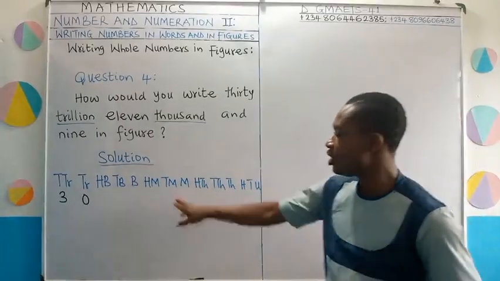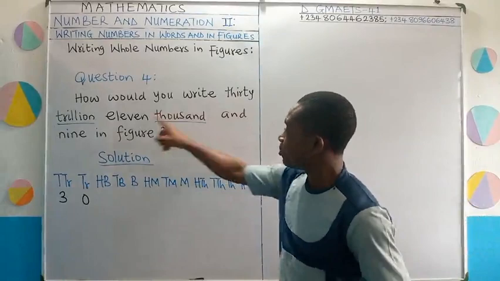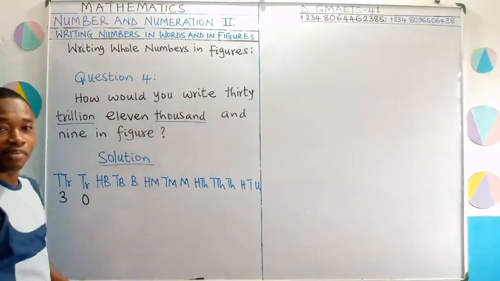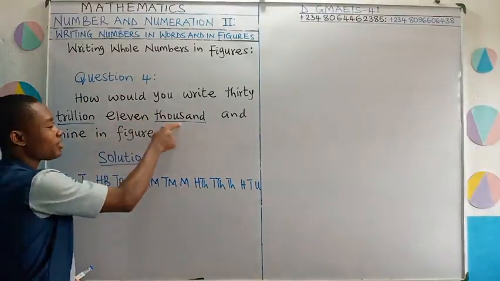Okay, we move on to million. Once again, go back to this number. Did you hear any million there? No. Nothing to fill there. We keep moving. The next we had is 11,000.